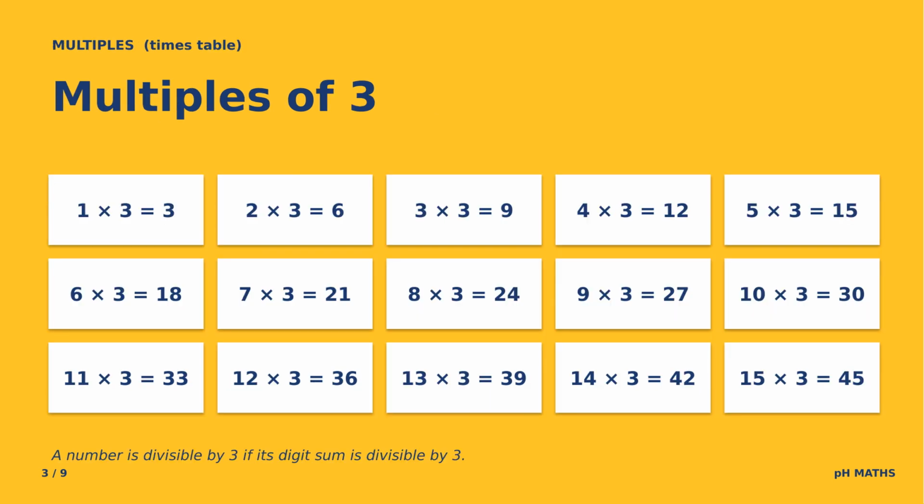Multiples of 3 and the times table: 3, 6, 9, 12, 15, 18, 21, 24, 27, 30. The 3 times table is one of the easier ones, but it's worth memorizing past 30 into 33, 36, 39, and so on. The divisibility test for 3 is beautifully clean. Add up the digits of any number, and if that sum divides by 3, the original number does too. Try it on 273. 2 plus 7 plus 3 is 12. Done.